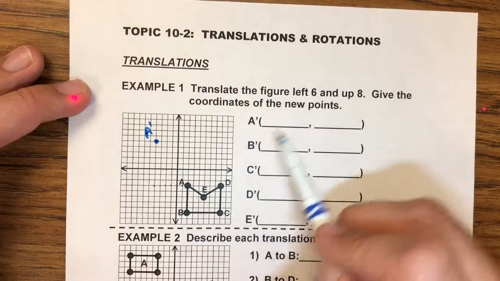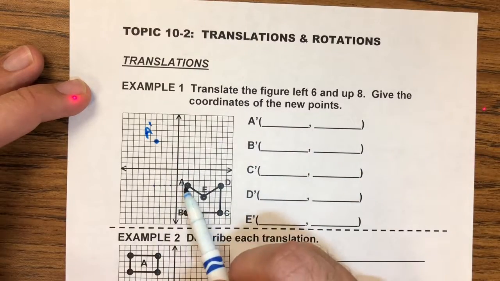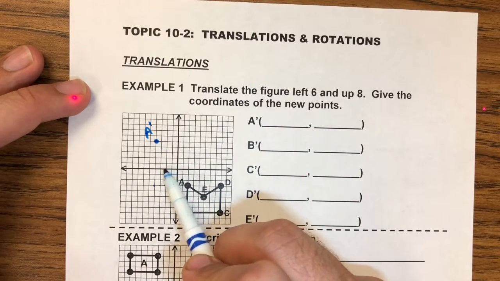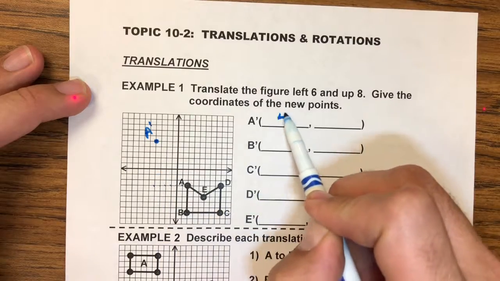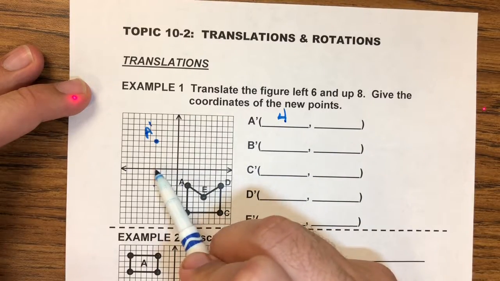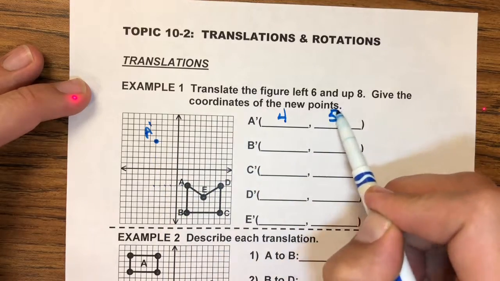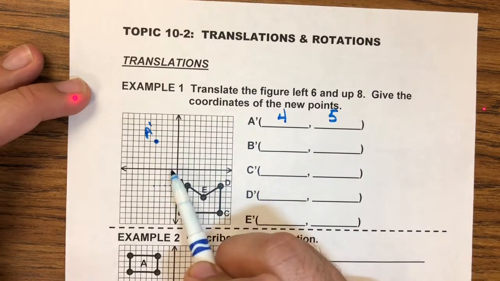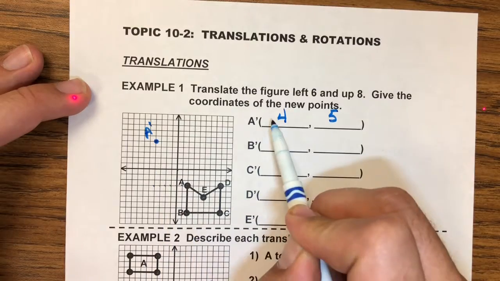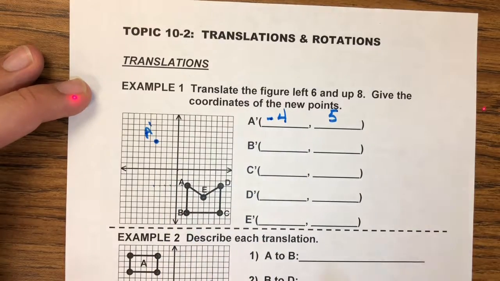And so we have a new coordinate for A prime. That's going to be 1, 2, 3, 4, and then up 1, 2, 3, 4, 5. Now one thing I got to correct here is that this was to the left 4, so that's a negative 4, 5.